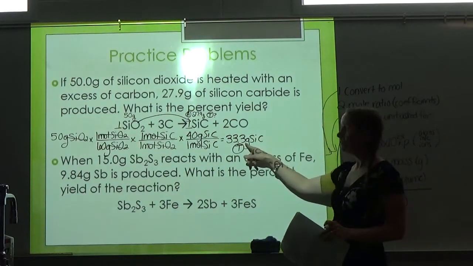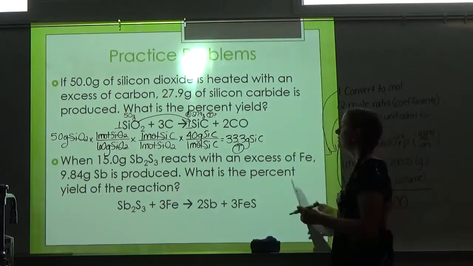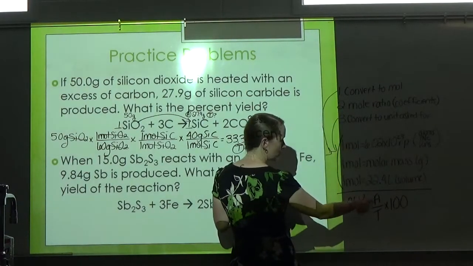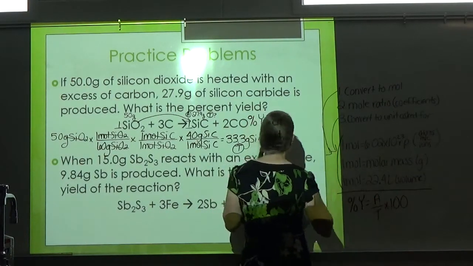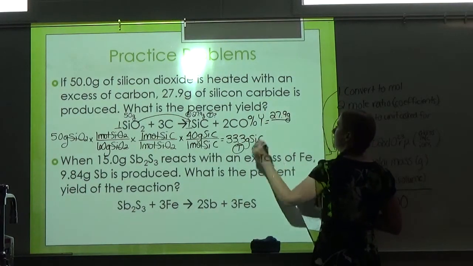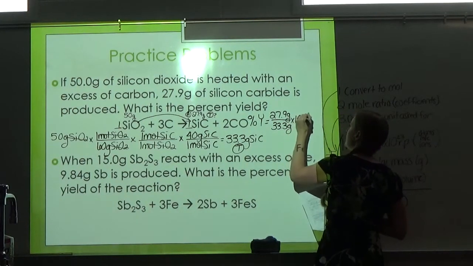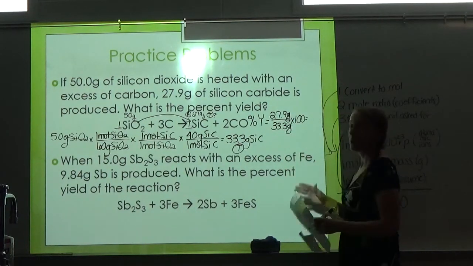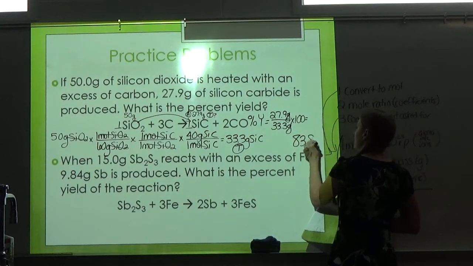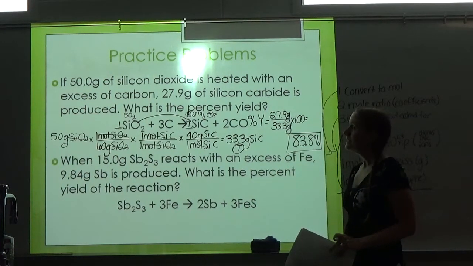So I should have made 33.3. I only made 27.9. So now I can plug into my formula. So percent yield equals actual over theoretical times 100. So my actual is 27.9. My theoretical is 33.3 times 100. The grams cancel. I'm running out of room. And I got about 83.8%. Alright, and so that's all you have to do.